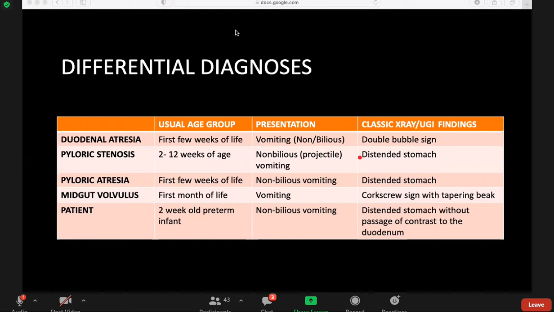So based on our clinical history or chief complaint and imaging findings done on the two studies, here are our main differential diagnoses. We have duodenal atresia, pyloric stenosis, pyloric atresia, midgut volvulus.